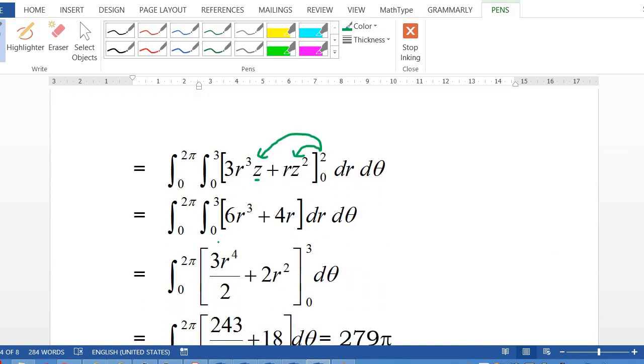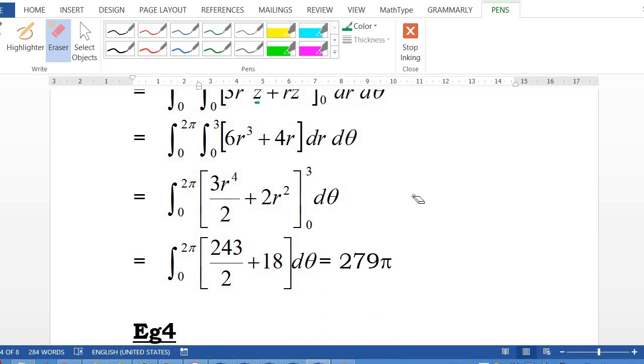And then secondly, integrate with respect to r. So here you have 6r to the power 4, 6r to the power 4 divided by 4. So it becomes 3r to the power 4 divided by 2. Integrate 4r with respect to r, I get 4r squared divided by 2, so it becomes 2r squared. Plug in the limit of r from 0 to 3.